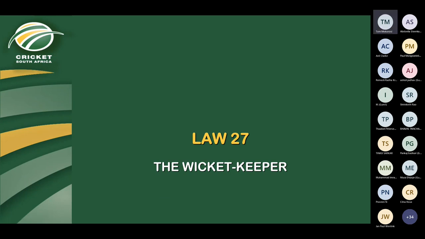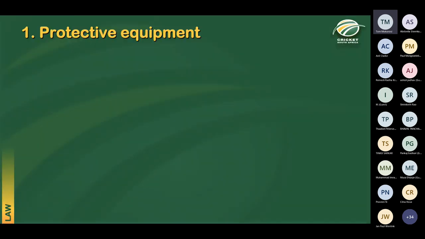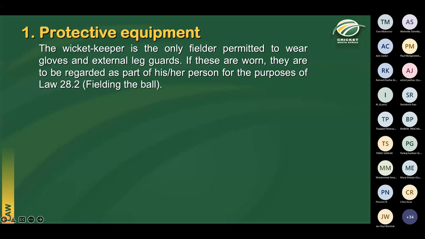Law 27 is the wicket keeper. Let's see what the law has to teach us about the wicket keeper's do's and don'ts. We all know that the wicket keeper has special protective equipment. He or she is the only fielder permitted to wear gloves and external leg guards. If these are worn, they are to be regarded as part of his or her person for the purposes of fielding the ball.